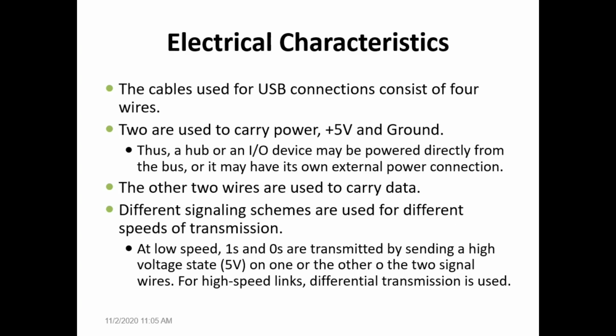Here we discuss the electrical characteristics of USB. What exactly does USB contain when we look at it physically? Basically, if you open a USB port, you can find there are only 4 wires. One wire carries plus 5 volt, another carries ground. This is to supply power, because devices require electric power in order to run.